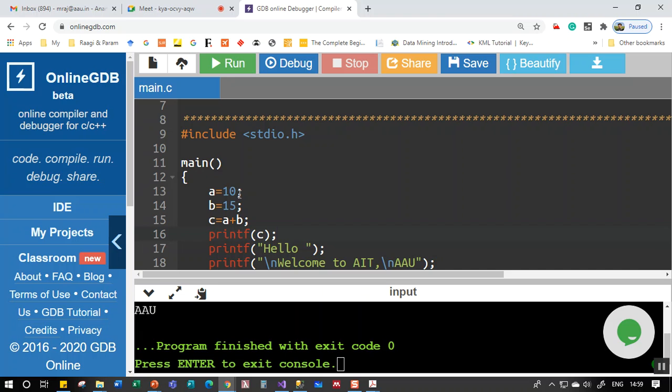Here we are using semicolon to indicate the mark of a sentence or statement. In C we call it a statement. In our English language we call it a sentence.